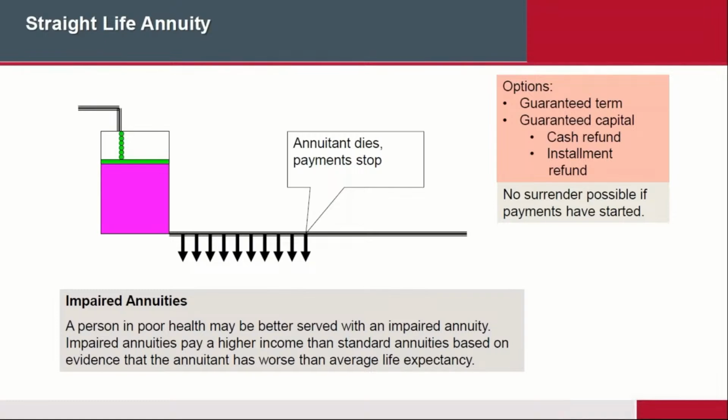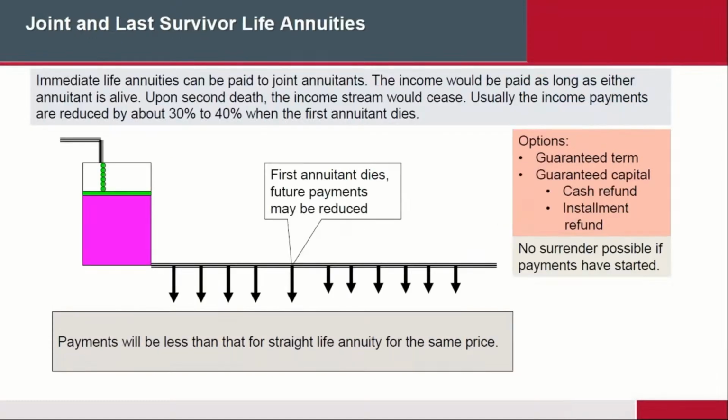Because not impaired, you would have lived longer, so we have to make money last for a longer period of time. But because you are impaired, we could actually pay you more. And that's why it says a person in poor health may be better served with an impaired annuity. And impaired annuities pay a higher income than standard annuities based on the evidence that the annuitant has worse than average life expectancy. That's the key, okay? In other words, you're not going to live as long as a similar person at your age, so therefore, we're going to pay you more while you're still alive. But once again, once you die, it's finished. Okay, it's finished. There is no other residual benefit to this at all, okay?